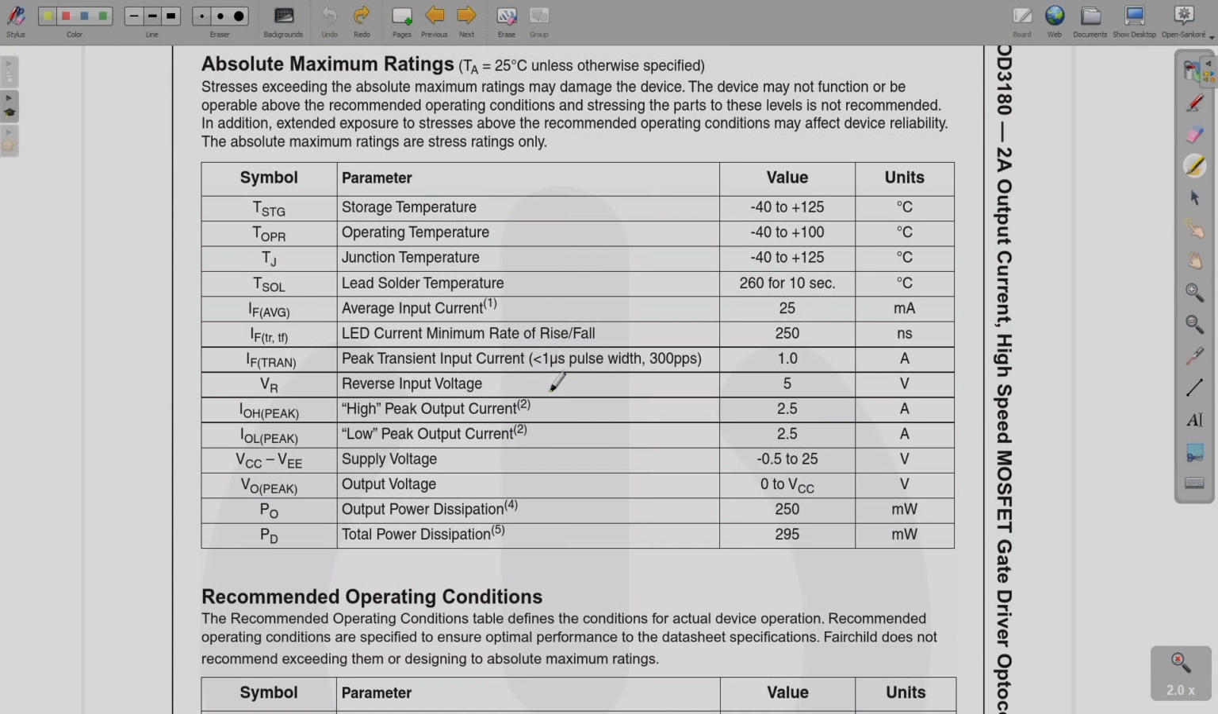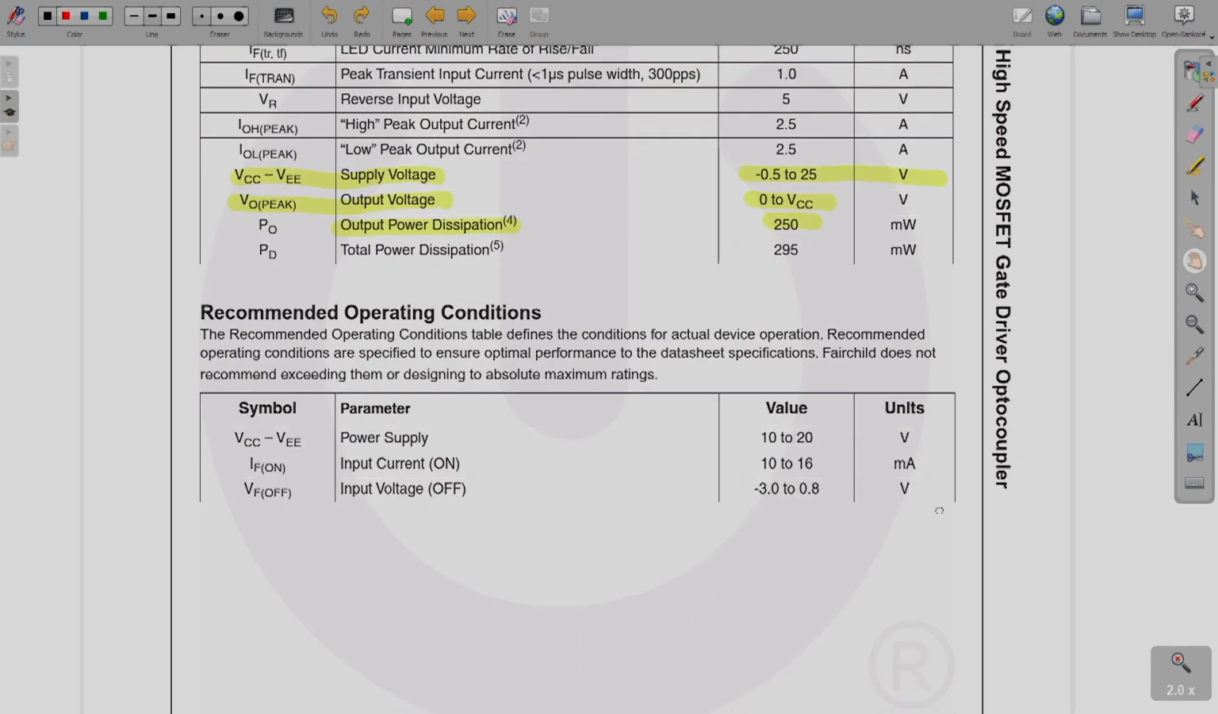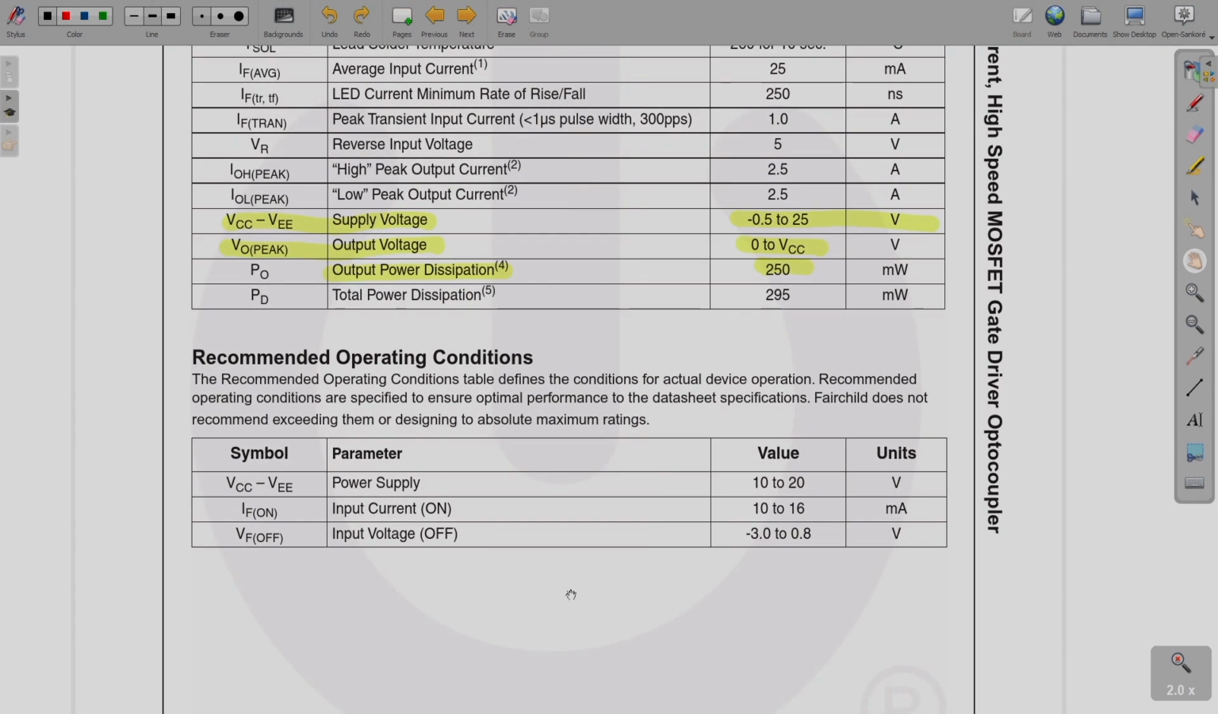Most of it is self explanatory, and the important ones for you to look at: one is your VCC supply voltage, that has to be below 25 volt, and your output voltage is from 0 to VCC, that means whatever supply voltage you apply, maximum that much output you can obtain. And output power dissipation is given as 250 milliwatt. So, this 250 milliwatt is the loss that is going to happen. Based on it you can see how much power loss or cooling requirement there is. Usually this does not require any further cooling.